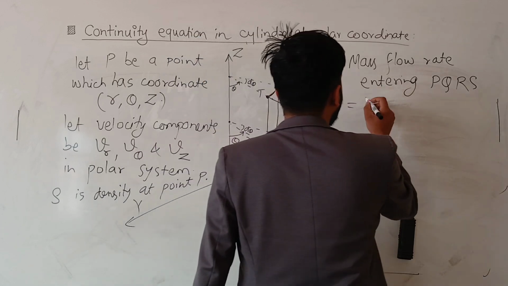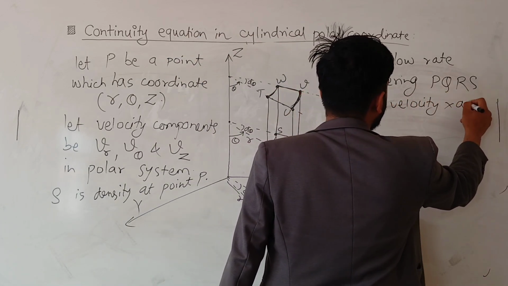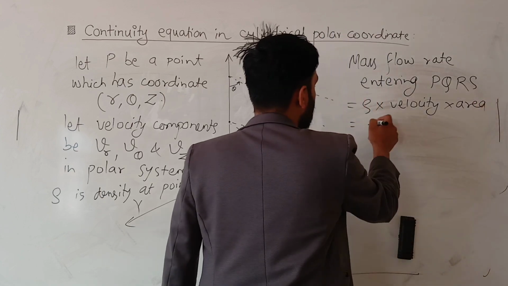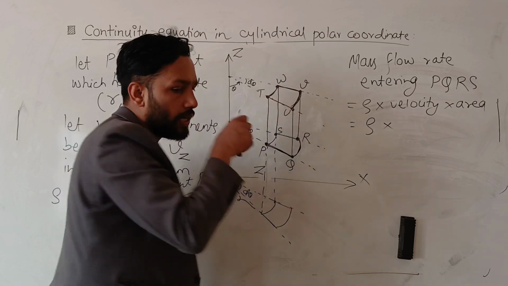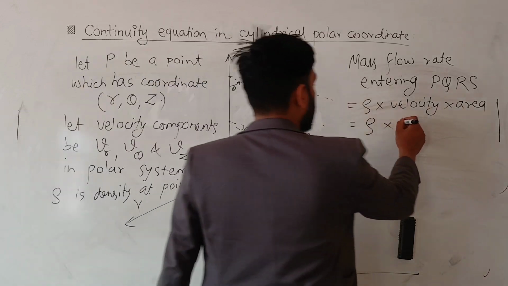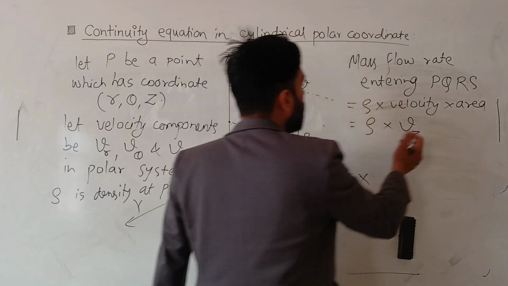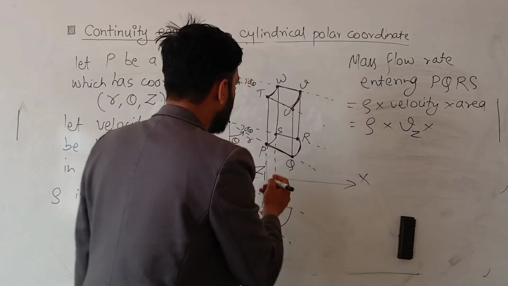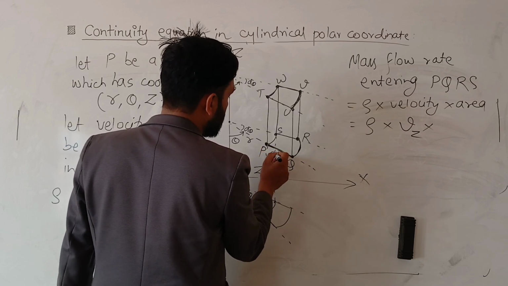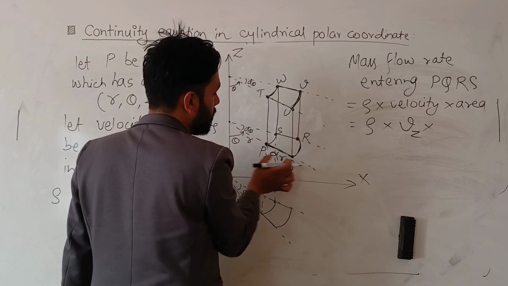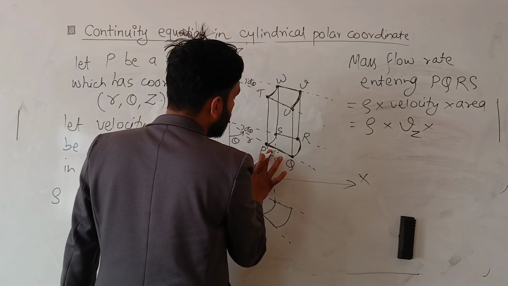So write the formula here. Density into velocity into area is the expression for mass flow rate. And how much is the velocity in this direction? Vz, because this is the z direction. So the velocity must be Vz. And the area, listen here, this one is dr, because this is r and dr is an element. So if this is r, this must be dr.